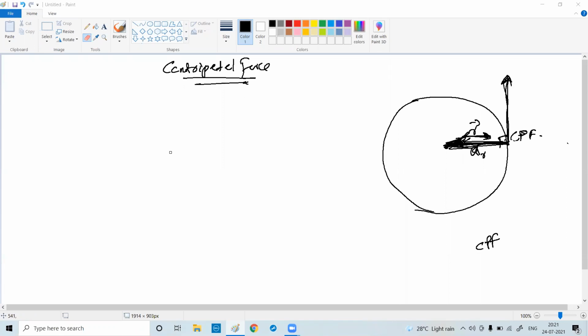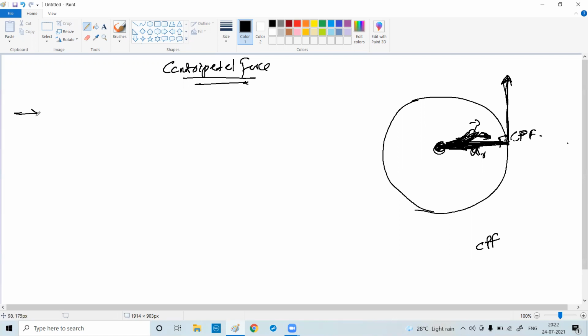Centripetal force is that component of force acting internally, inwards. Whenever an object moves in a circular motion, that component of force which is acting inwards is the centripetal force, and its direction is always toward the axis of rotation or the axis of the curvature, rotating around the center. So that force which is acting toward the center is called the centripetal force.